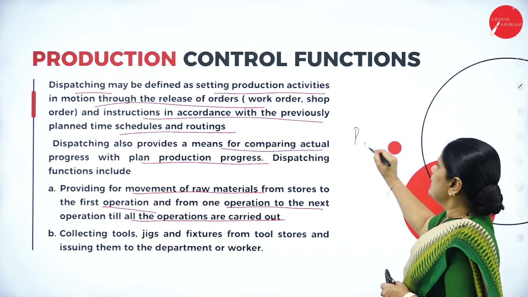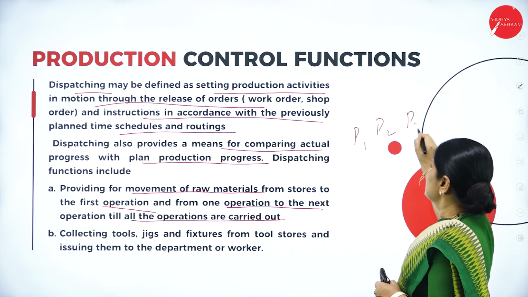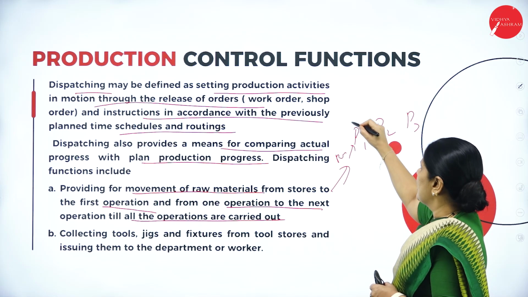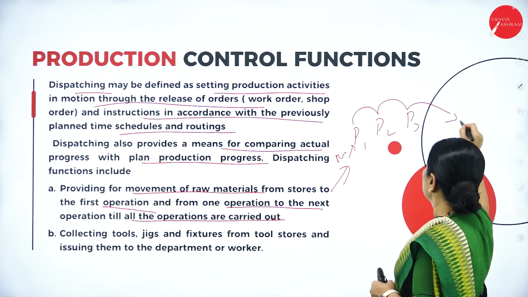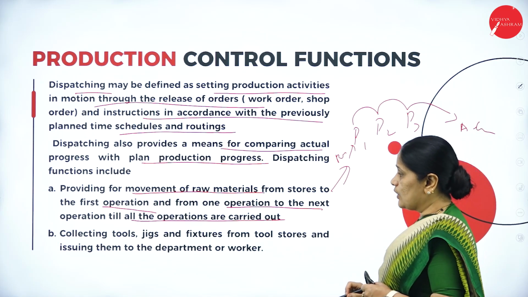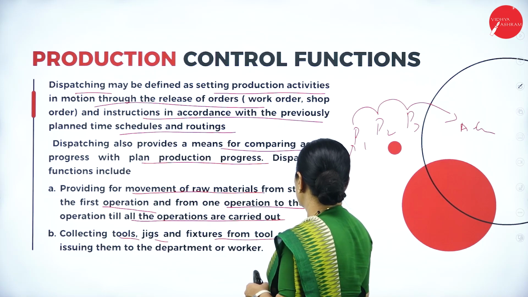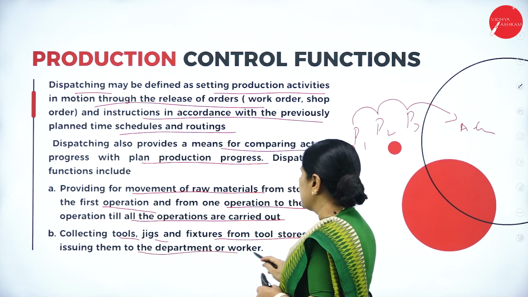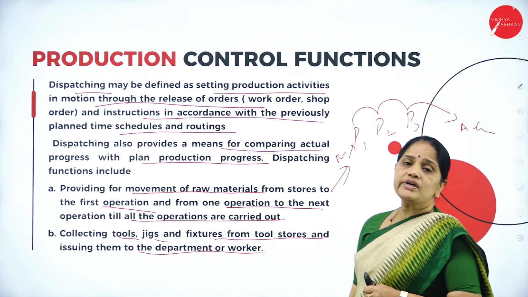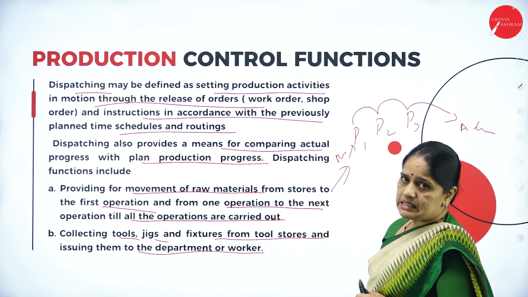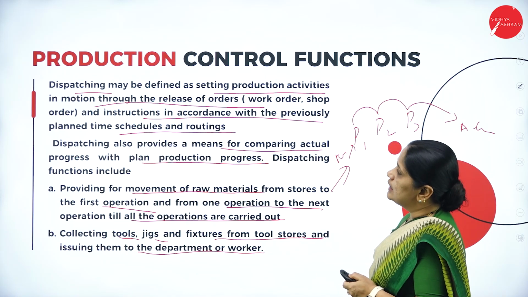So process 1, process 2, process 3. The first one will be you introduce the raw materials in the process 1 from 1 to 3, and ultimately we get the actual output. Then collecting tools, jigs and fixtures from tool stores and issuing them to the department. So whatever tools are necessary for manufacture, you collect them and see that they are available at the production site.